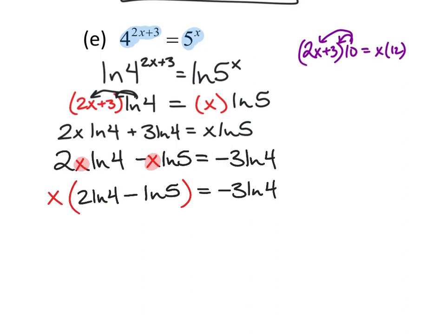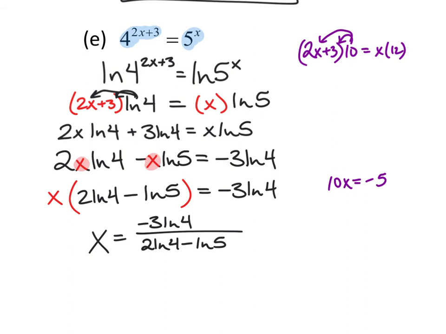At this point, I just want that x by itself, and all of this right here is really just a number, as if this equation said 10x equal to negative 5. What would we do to solve for x? We'd just divide by that coefficient, which is that large expression right there. So we're going to take the negative 3 times the natural log of 4 and divide it all by 2 times the natural log of 4 minus the natural log of 5.